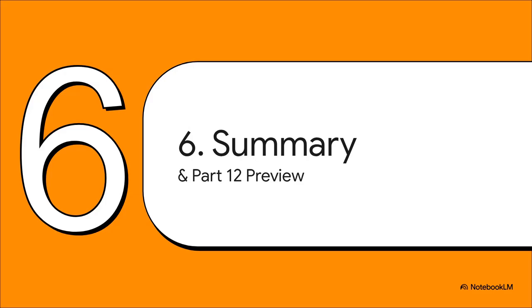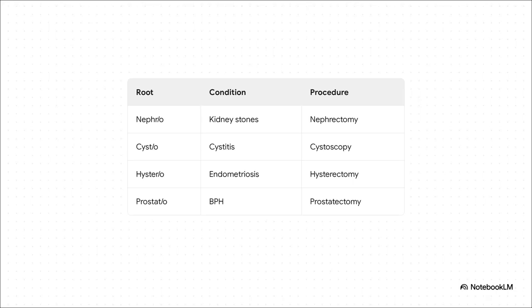Finally, Section 6, Summary and Part 12. Seriously, take a screenshot of this right now. Think of this as your one-page visual summary cheat sheet. So the crucial point is seeing how all these pieces interlock. Nephro/O links straight to kidney stones and nephrectomies. Cysto connects bladder infections to cystoscopies. Hystero ties the uterus to hysterectomies. And prostato links BPH right to prostatectomies. Basically, by locking down the root word, you unlock the diagnosis and the procedure all in one go.